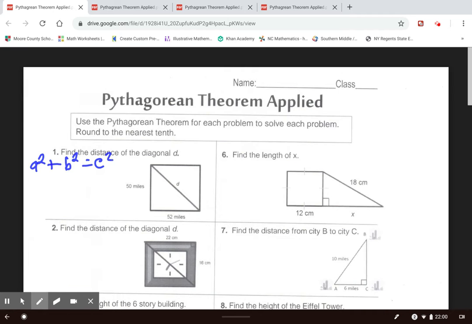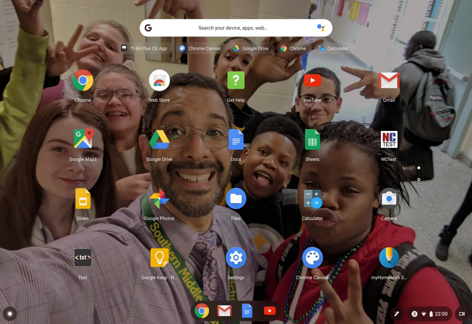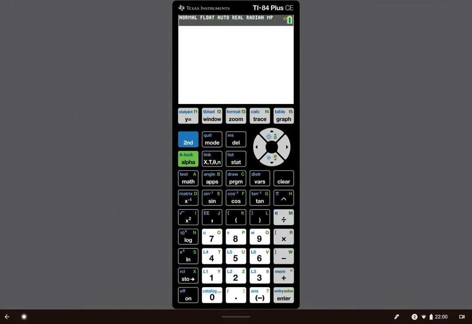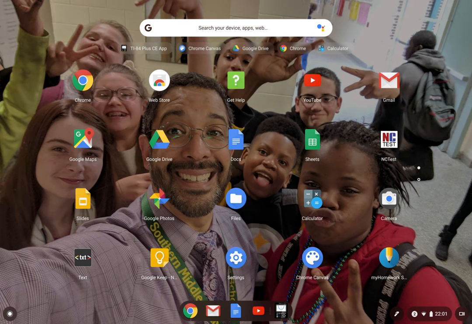Since I know my legs, I'm just going to substitute and do 50 squared plus 52 squared, and all that's going to equal the length of my diagonal, which is c squared. Now remember, everybody, when I see those exponents, that means 50 times 50 and 52 times 52, it doesn't mean 50 times 2 or 52 times 2. Okay? So then let me come over here to my calculator. 50 squared equals 2,500, and 52 squared is 2,704.